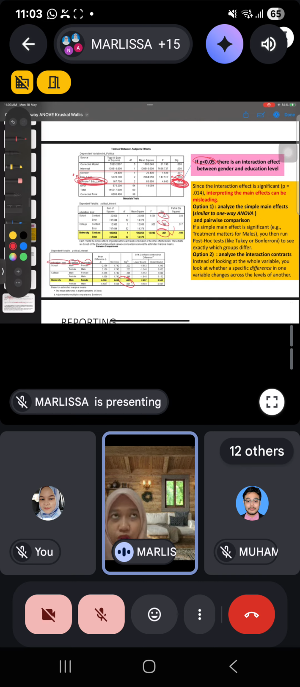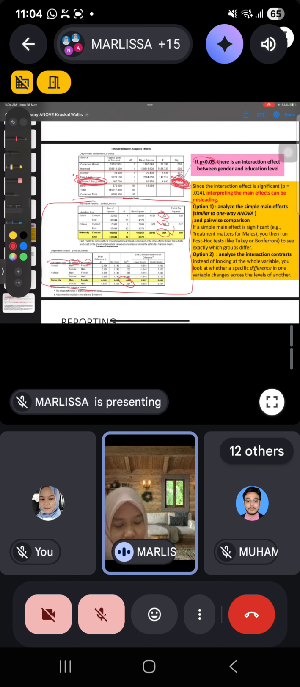usually we don't look at the main effect. You can look at the pairwise comparison and the key analysis. Let's say if your interaction effect is less than 0.05, then no need to look at the main effect. Meaning that you can just disregard this.